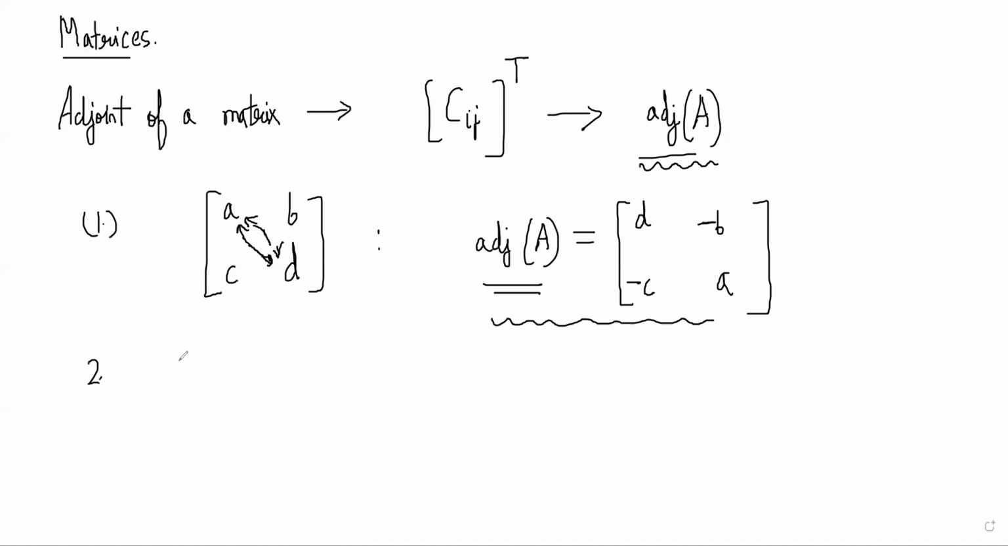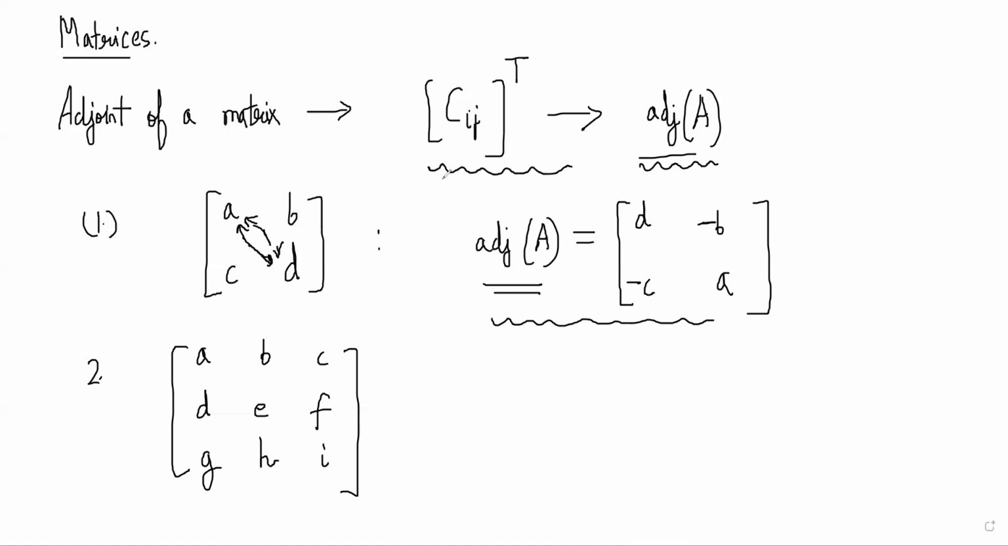How do you calculate it for a 3 cross 3 matrix? Basically you hide the row and column of a specific element and calculate the determinant of the 2 cross 2 matrix that you get, and after that you multiply it accordingly by minus 1 to the power i plus j. That is the regular method of finding all the cofactors. That will involve finding 9 cofactors and then taking the transpose.